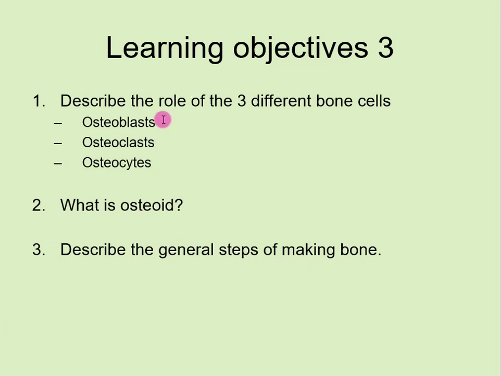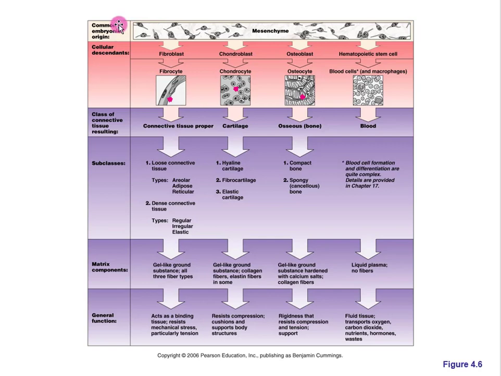So the three cells that we have are osteoblast, osteoclast, and osteocytes. So what I want to bring back is you've seen a slide that looks like this before, right? This is our slide looking back on connective tissue. And remember that all these different connective tissue types, keeping in mind that bone is actually connective tissue, and the native cell of bone is the osteoblast. And what you're looking at here is the osteoblast eventually forms the osteocyte.